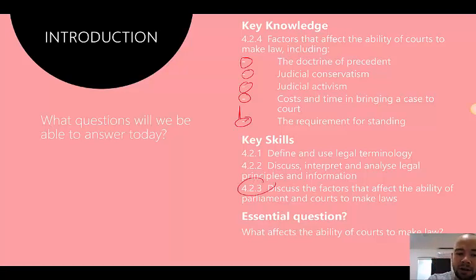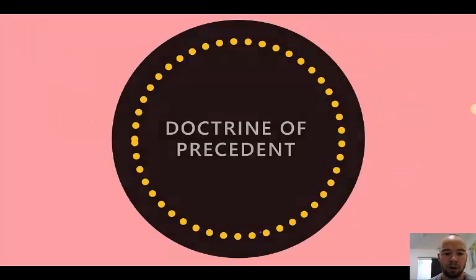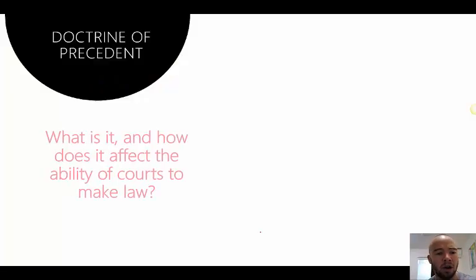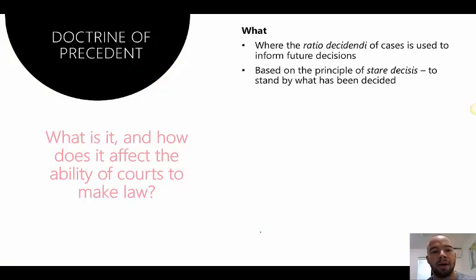This is our key skill. Again, we went over this with dot point 4.2.1. Discuss the factors that affect the ability of courts to make laws. So, what affects the ability of the courts to make laws is our question today. So, straight into it, we're going to take the same process that we did with Parliament, and basically for each factor that they give us in the study design, like precedent, we are going to then look at what it is and then how it affects the ability of courts to make law.